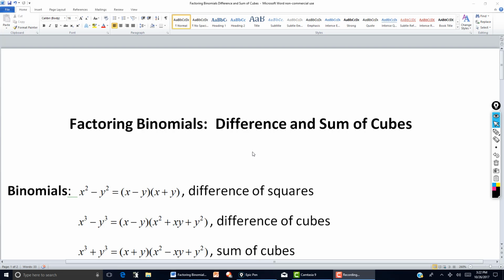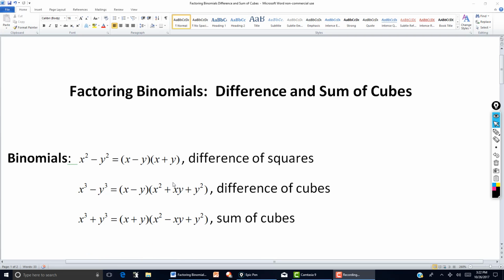The last video, I went over factoring binomials that involve the difference of squares. In this particular video, I'm going to look at factoring binomials where you have a difference either of sum or difference of cubes. Okay, so here are the main formulas.